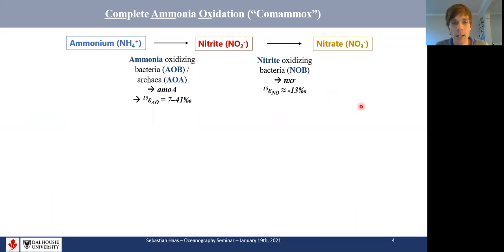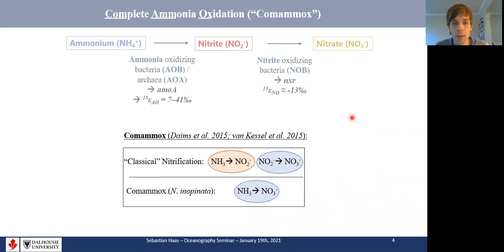And recently, however, an additional way of doing nitrification has been found in 2015, where they found this bacterium called Nitrospira inopinata that can do the entire process of nitrification all the way from ammonia to nitrate within the one single organism. So this up here would be the case that we've seen, and this is the new case where it's done in a single organism.